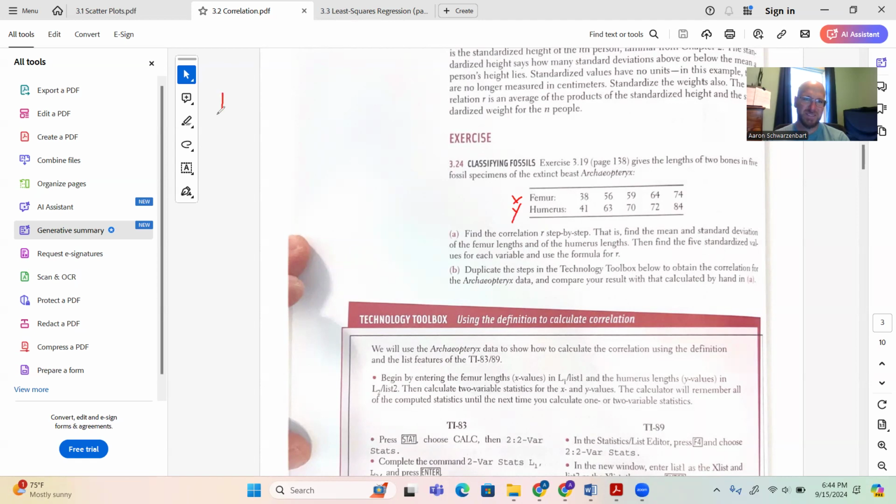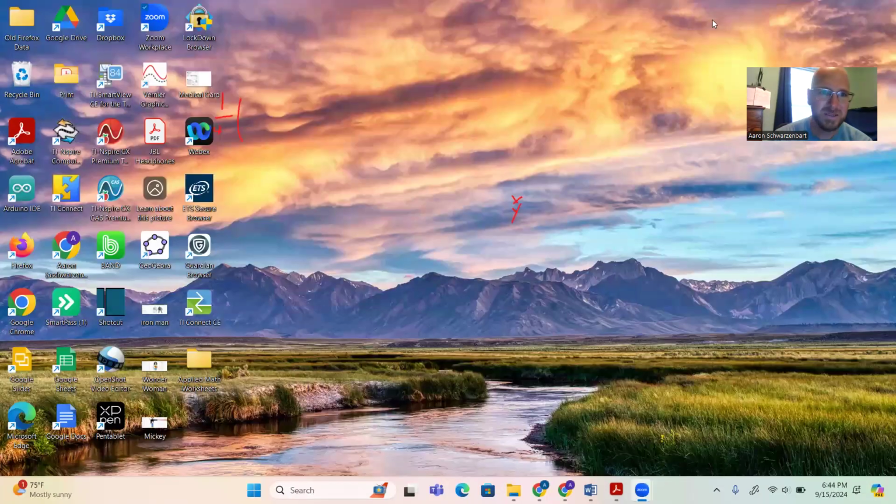So there are 5 data points. 1 over n minus 1 is 1 over 4. Now, in order to get these data points, I need to know the mean and standard deviation. So you're going to enter them into your calculator, into list 1 and list 2, and calculate them. Okay. So I'm going to enter them into my calculator right here.